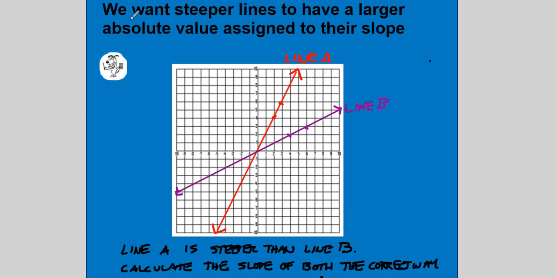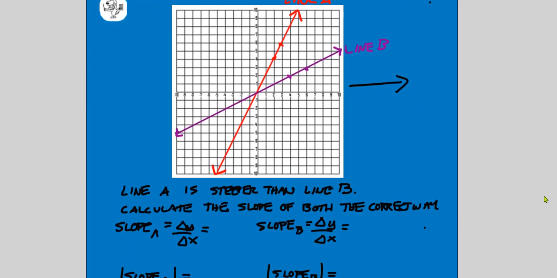So we want our definition of slope to be such that steeper lines will have a larger absolute value assigned to their slope than less steep lines. So line A, I hope you can see from the previous video, is a positive slope because as you go from left to right it's increasing. Line B also has a positive slope. It also increases as you go from left to right. However, line A rises faster than line B, so it should have a larger number associated with it.